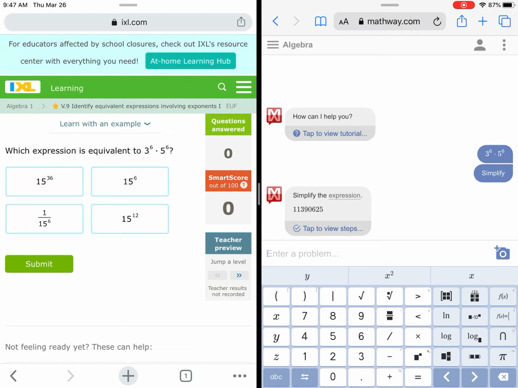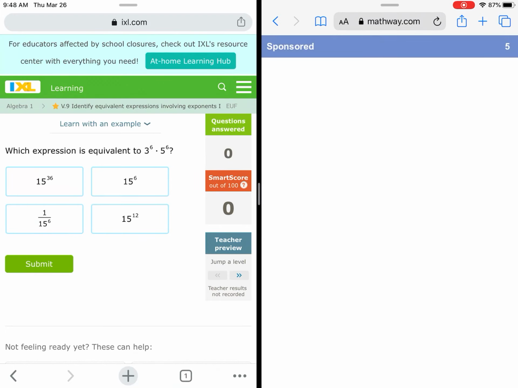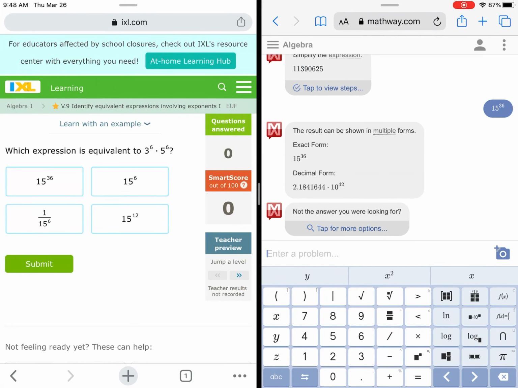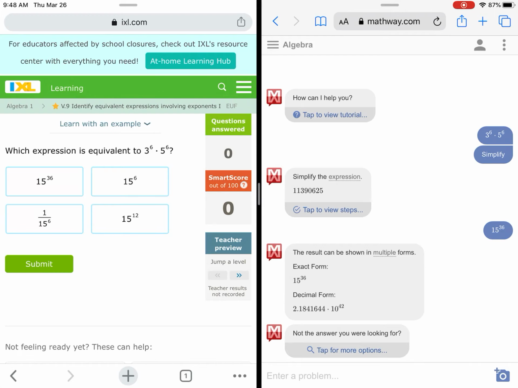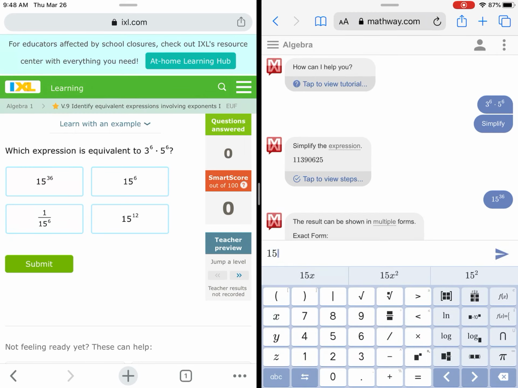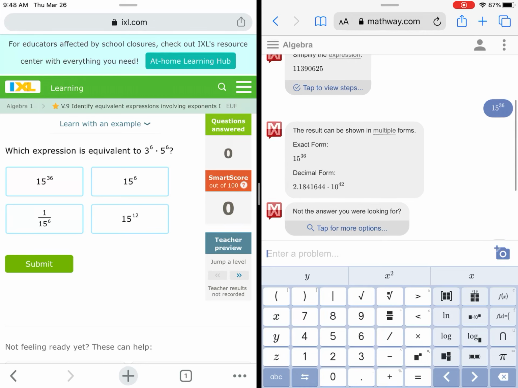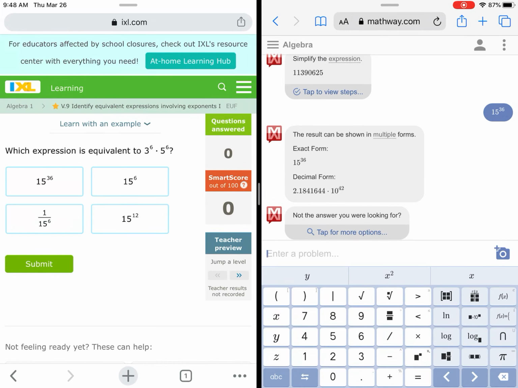Now I have to check which of these numbers is the same exact thing. How will I be doing that? Well, I have to check my answers. So 15 exponent 36, and I'm going to check to see if that's the answer. I got an error. There we go. If you notice, this number is much bigger, or has more exponents than what we have, so that's not going to be it. 15 exponent 6, hit enter. So 1139065, 1139065, that's going to be my answer.